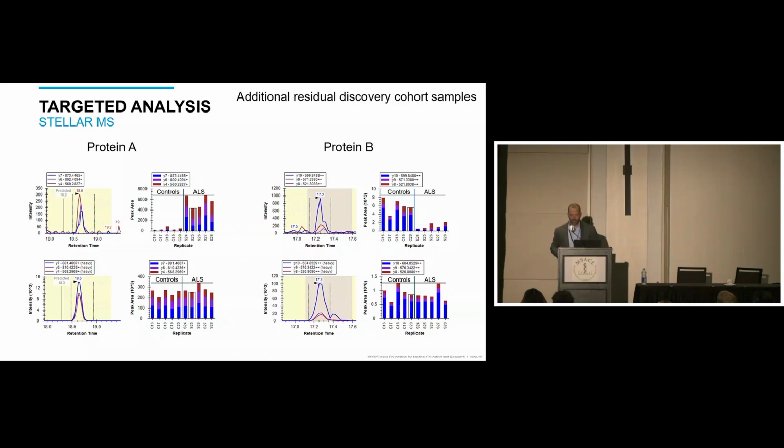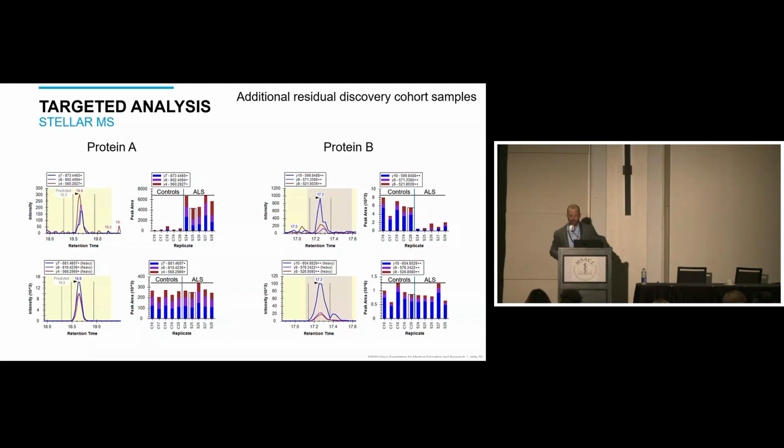We also took, sorry, I should take one step back, just to clarify that when we're running these samples that I'm showing here and the ones that we showed from the 480, they're actually residual digest from that original discovery experiment. So it's really just technically validating that the assay is working and we're seeing the trends that we expected to see. So this is an additional 10 total cases from that original discovery experiment, where we ran the residual digest on the Stellar with our targeted peptides. Again, we're seeing the trends that we expected to see.